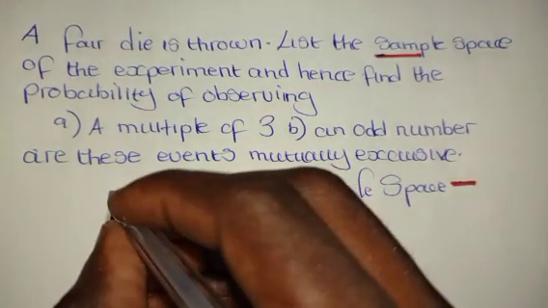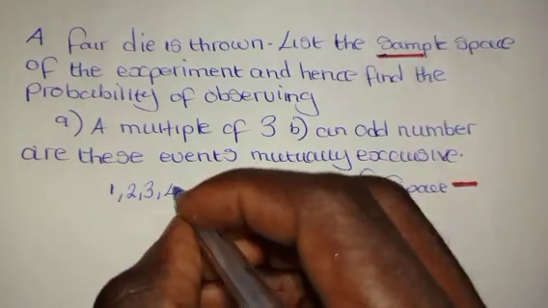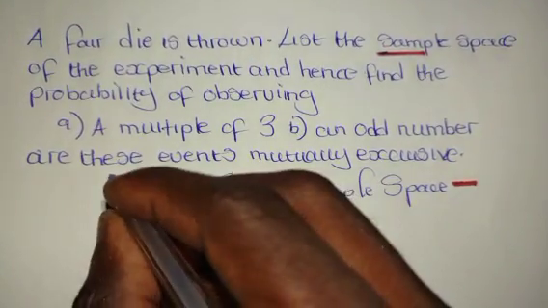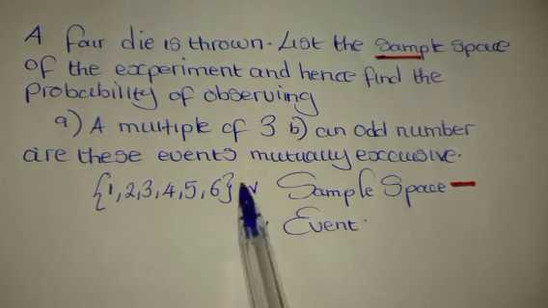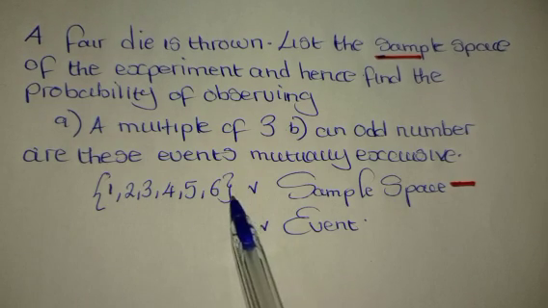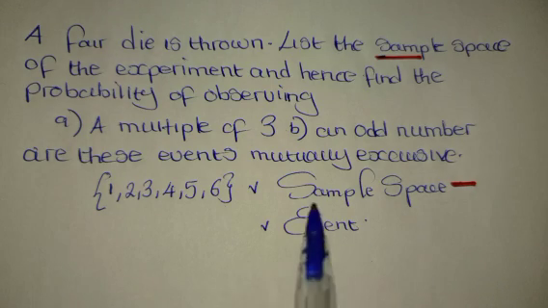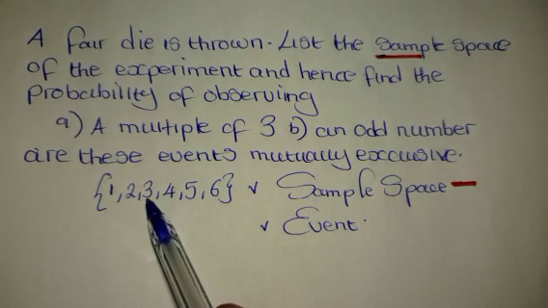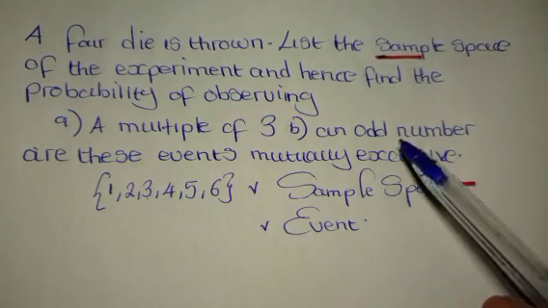So the numbers that will show are 1, 2, 3, 4, 5, and 6. So this is a sample space. Why? Because no matter what you do, these will definitely show up. Yes, 3 might appear twice when you cast the die so many times, but we are just interested in how many 3s are there on the die. So this is the sample space they have told us to list.